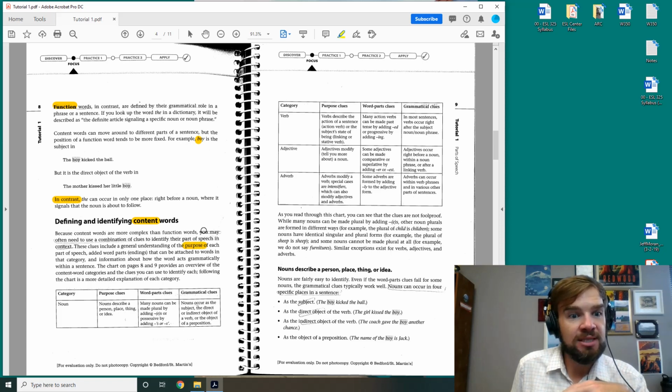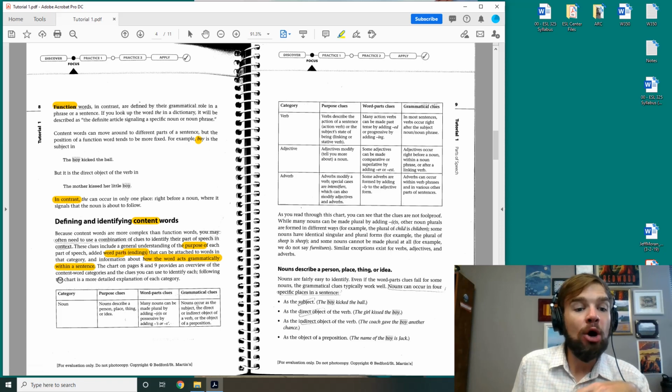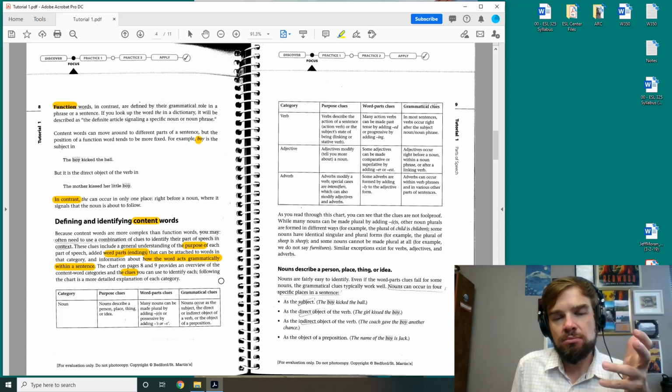What are they doing in the sentence? Added word parts or endings that can be attached to the words in this category. So we'll call them endings or word parts. And information about how the word acts grammatically within a sentence, right? And the chart here on pages 8 and 9 is going to provide an overview of the content word categories and these clues that you can use to identify the part of speech.